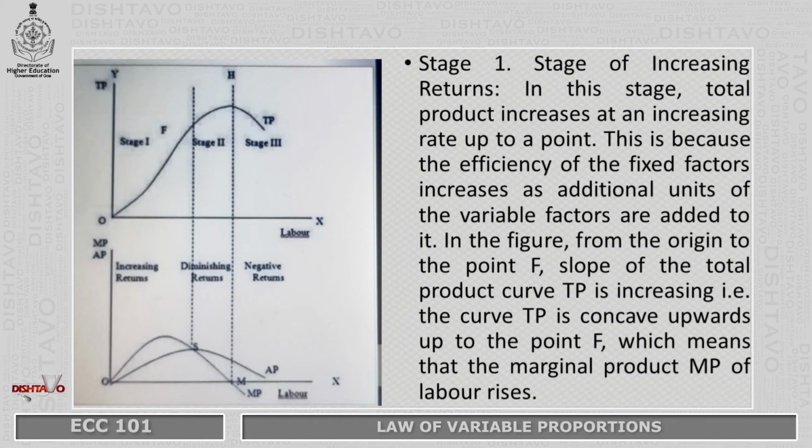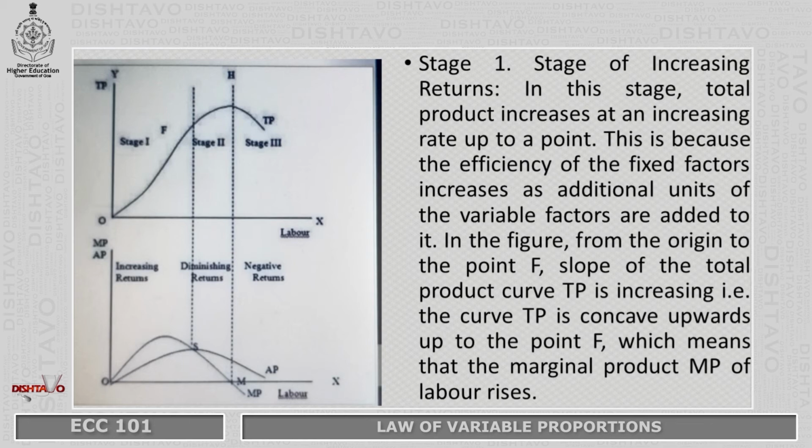Stage 1 is also considered the stage of increasing returns. In this stage, total product increases at an increasing rate up to a point. This is because the efficiency of the fixed factor increases as additional units of the variable factor are added to it. In this figure, from the origin to the point F, the slope of the total product curve TP is increasing.